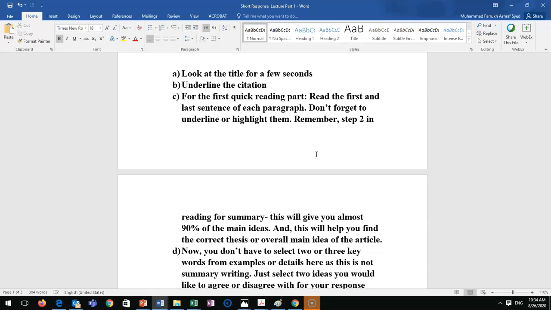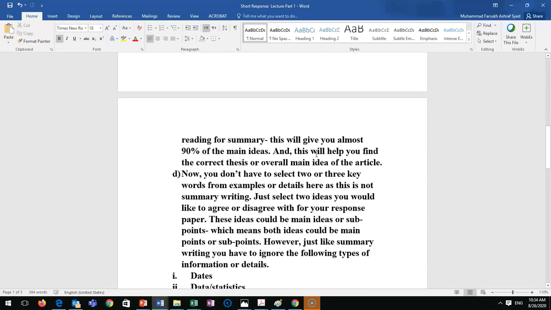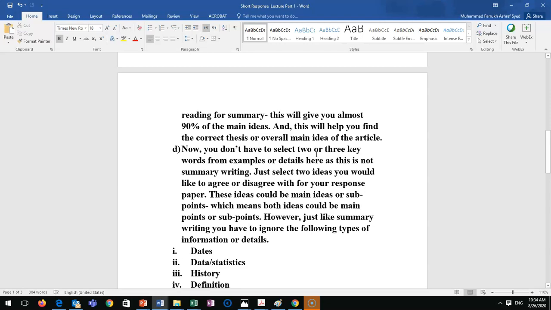Why do we do that? We are doing it to save our time, to get all the main ideas, and to make sure that we get the correct thesis statement of the writer, the overall main idea. So don't forget to underline or highlight these 2 sentences. Remember step 2 in reading for summary, this is exactly the same. This will give you almost 90% of the main ideas. If 1 or 2 paragraphs are not totally clear, you can go back and read them again.